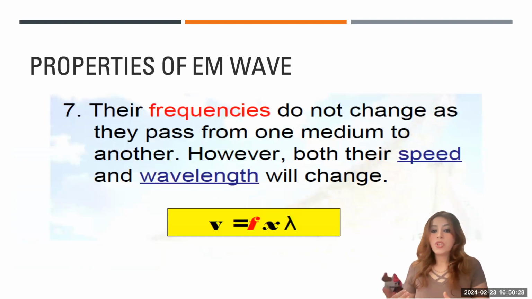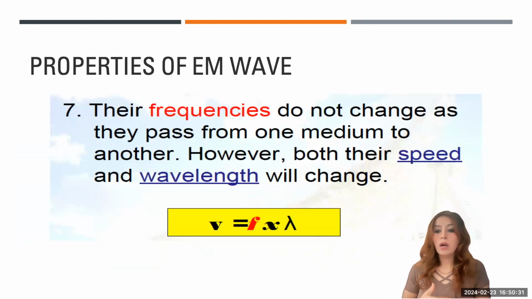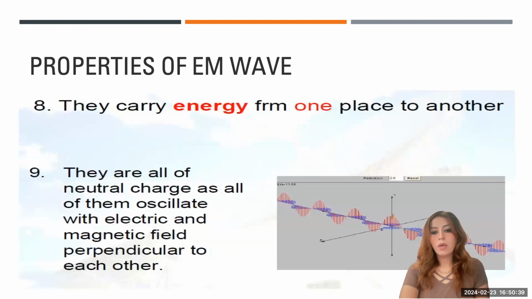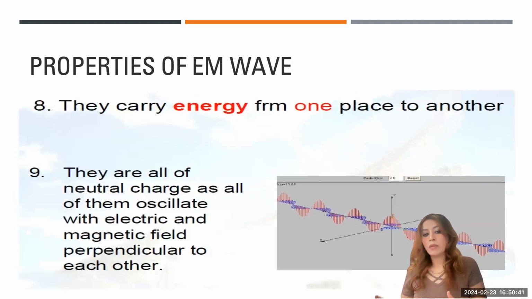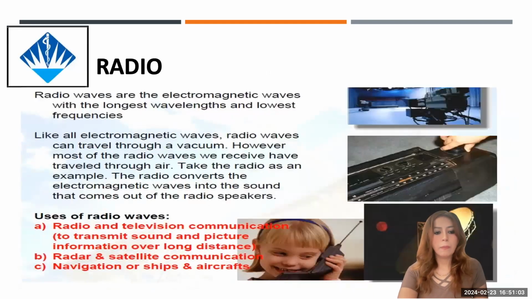Their frequencies do not change as they pass from one medium to another. However, both their speed and wavelength will change. They carry energy from one place to another. They are all transverse waves, as all of them oscillate with electric and magnetic fields perpendicular to each other. As you see in this figure, you can think of the red areas as the magnetic field and the blue areas as the electric field. They propagate together.